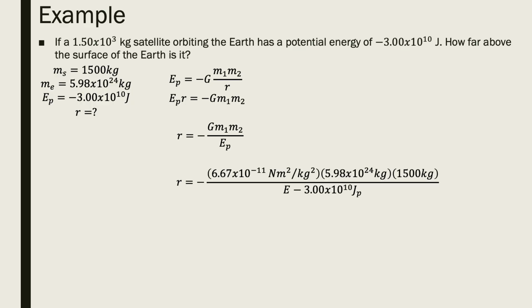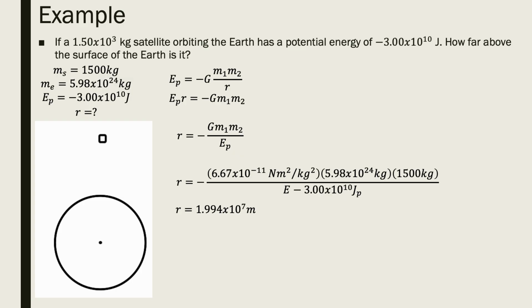At this point, R is on its own, so we can substitute our values in. Now when we solve this, we find that our R is 1.994 times 10 to the 7 meters. We, however, are not done yet because we're asking how far above the surface is it, not how far from the center of Earth. So if I draw out a similar diagram to that last example, we know that our R, which is center to center, is 1.994 times 10 to the 7 meters, and we know that radius Earth is 6.38 times 10 to the 6.